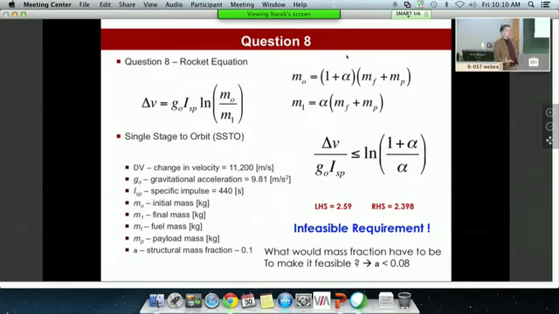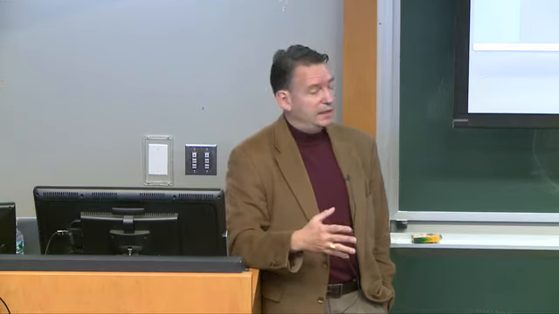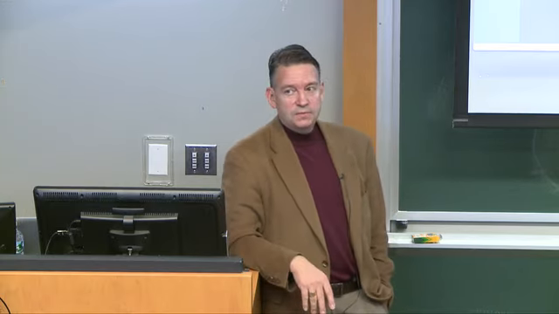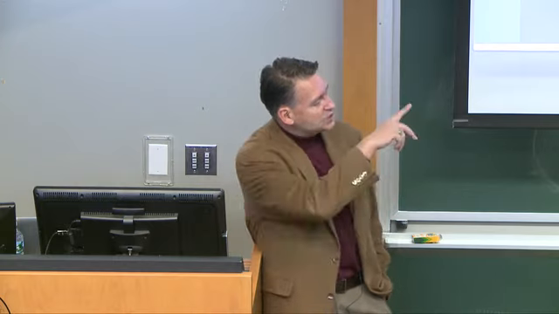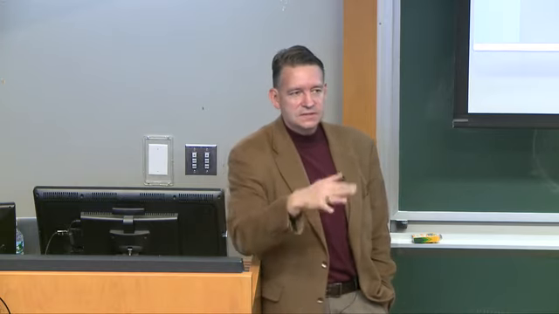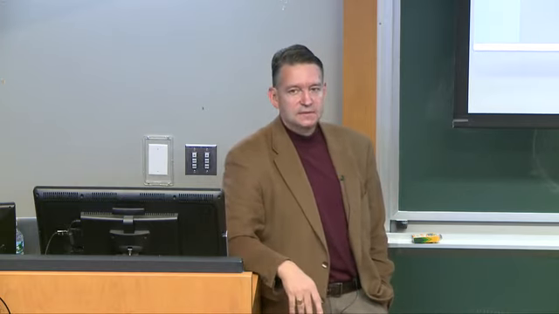So you could then ask, well, what would we have to do to make it feasible? So some of you said, well, maybe we can achieve less delta V, or we need even better propulsion, higher Isp, or which is maybe a little bit more straightforward, what would be the mass fraction, the alpha, that you would have to achieve to make this work? And the answer is somewhere around 8%. Depending on which definition of mass fraction you used, it's 7 to 8%.